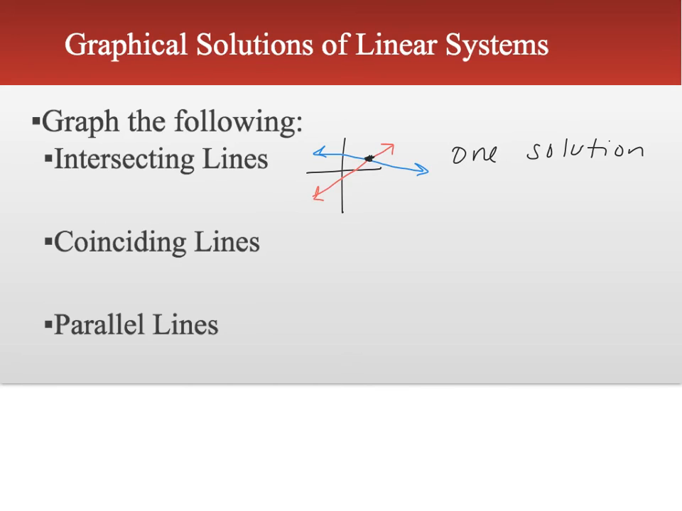For coinciding lines, that means that my lines actually lie on top of one another. They are the exact same line. And remember, how many points are on a line? Well, there are an infinite amount of points. So that means there are infinitely many solutions.